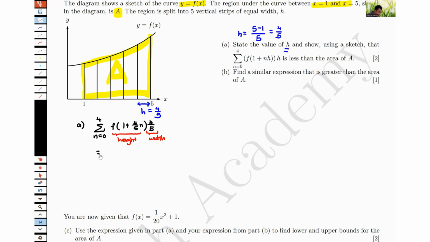Let's substitute n is 0. So when n is 0, it's f(1) times 4/5. When n is 1, it's f(1 plus 4/5) times 4/5. And so on. Let's fill in to the very last one. The only reason why I'm writing it out is so that we can see the widths and the heights better.